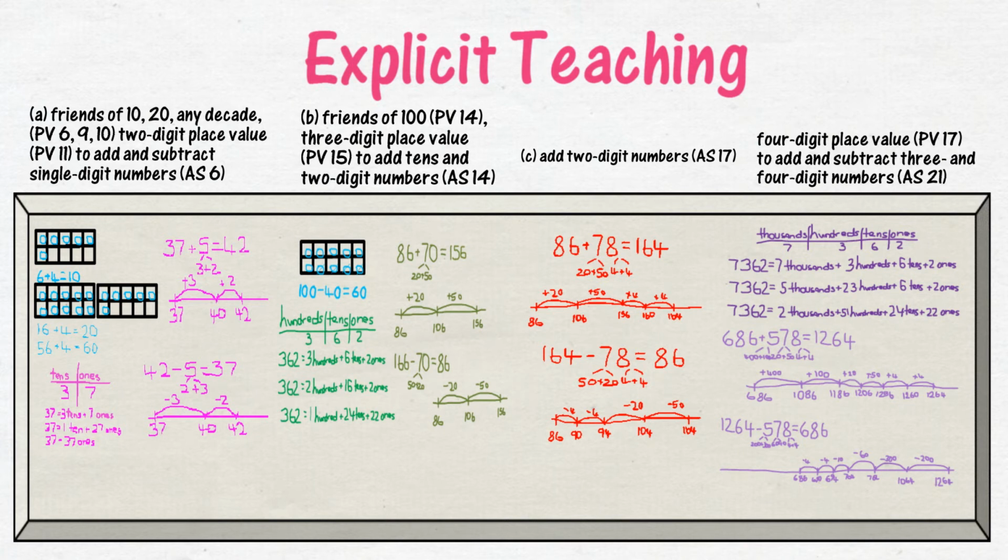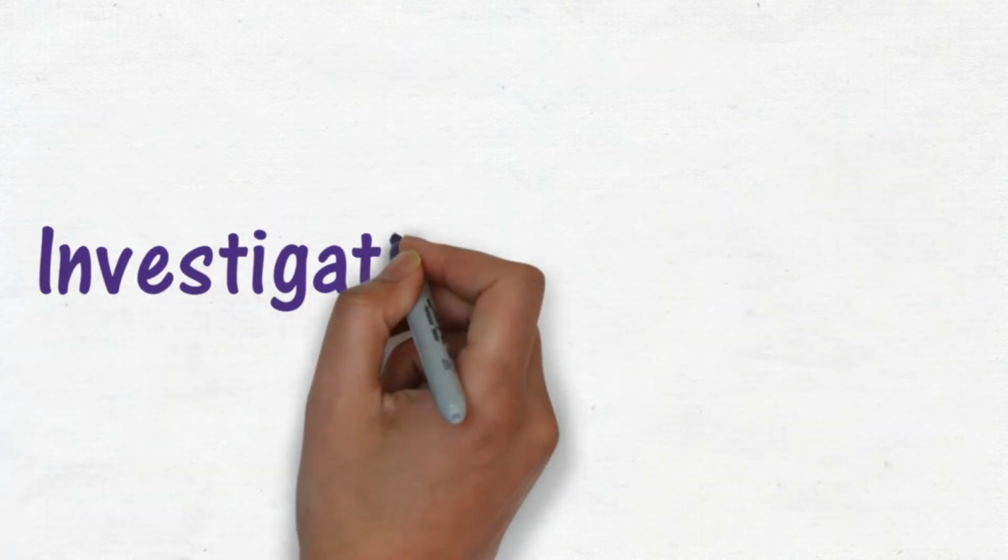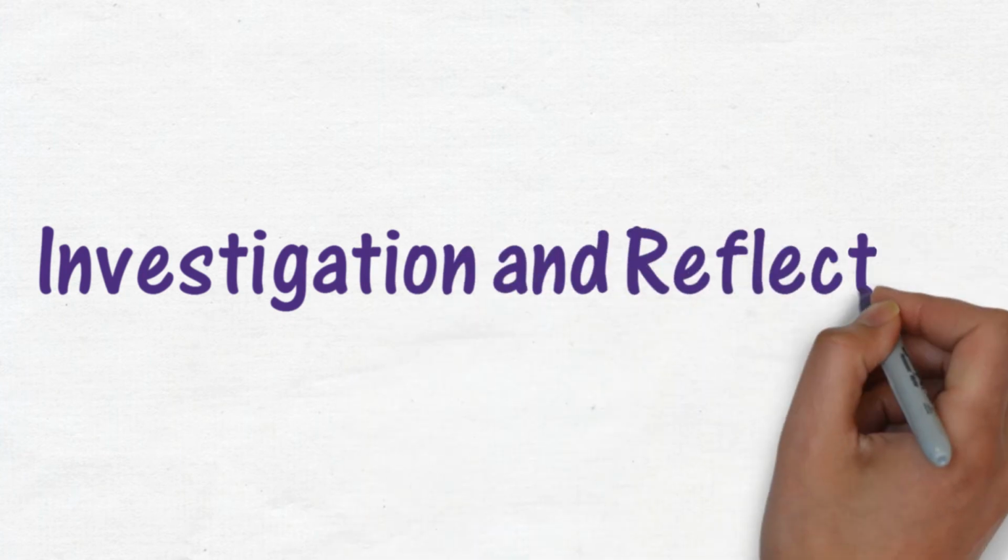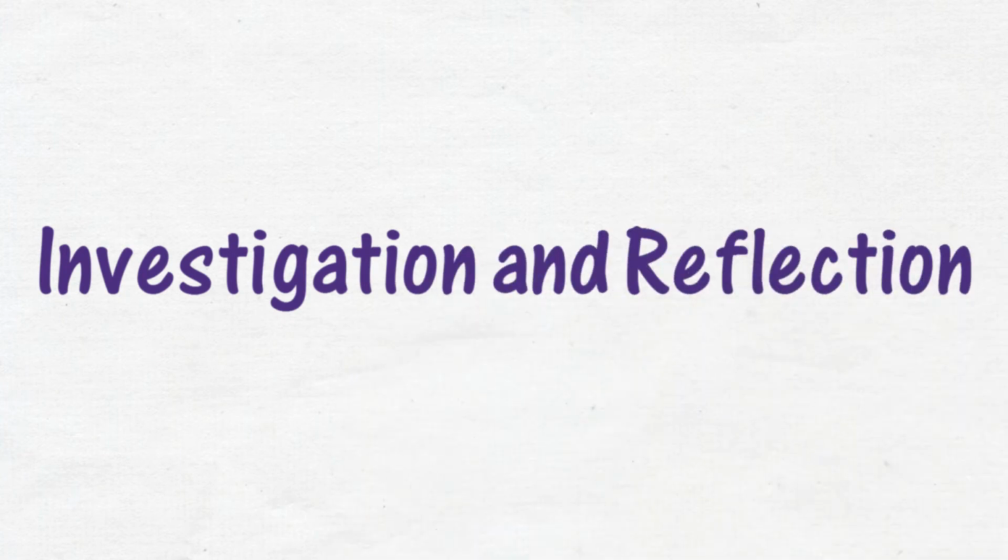This explicit teaching segment of the lesson literally takes 10 to 15 minutes. The bulk of the lesson time is spent with children investigating at just beyond their current level of understanding. What does differentiation using these sample levels of understanding look like in the investigation and reflection segment?